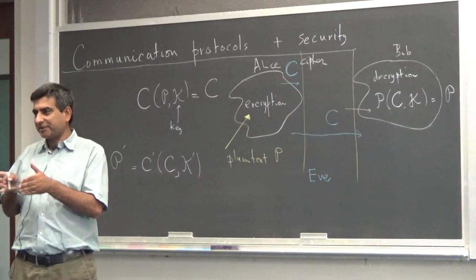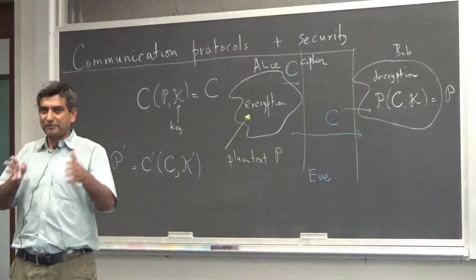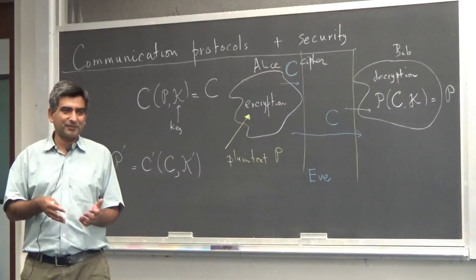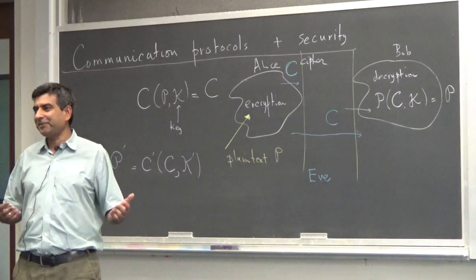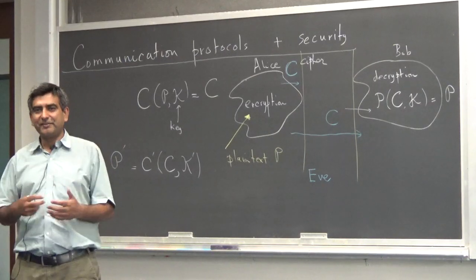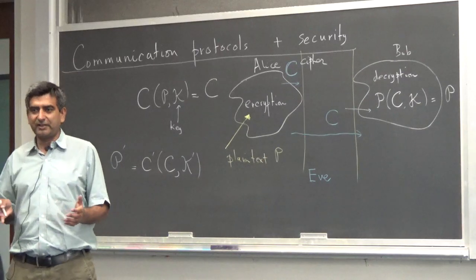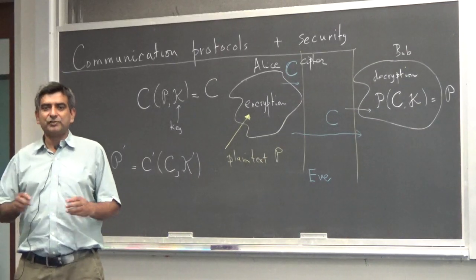The translation could be three letters or four letters or five letters, and this is decided between Alice and Bob. But this is easy to attack and spoof, because there are only 26 letters in the English alphabet. So this is one example.